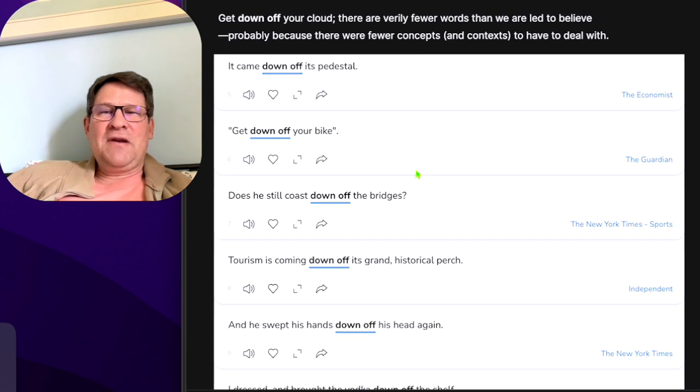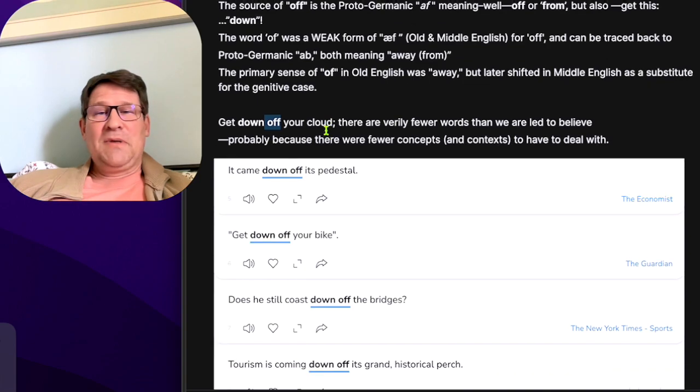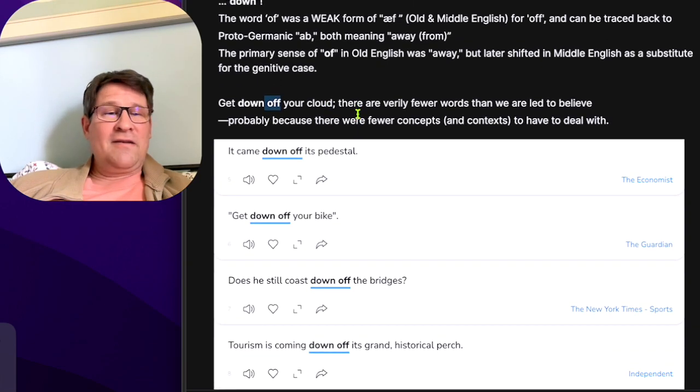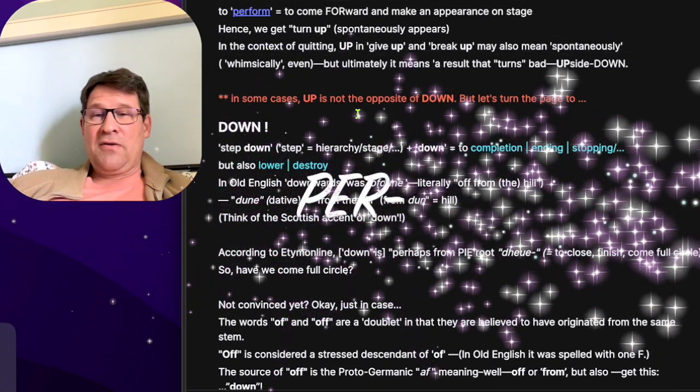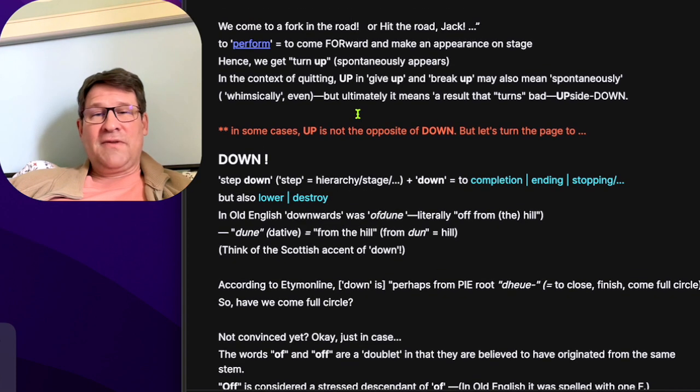So if they really mean the same thing, we could say this is a kind of repetition for emphasis. Get down off your cloud. Now the of and off really is the same thing. But then so is down, and so are the others. Up, which is per, remember, and per is the root for all of these.